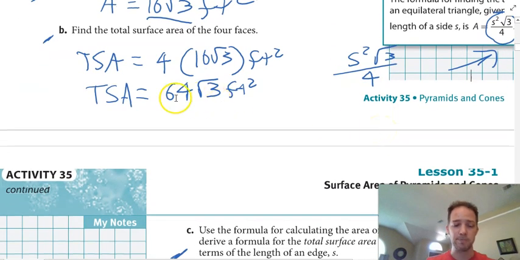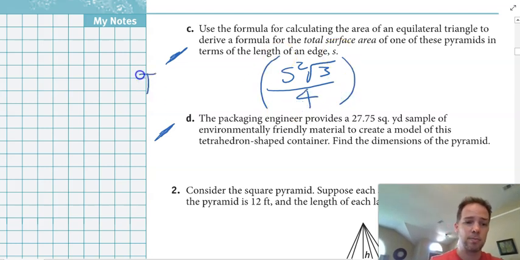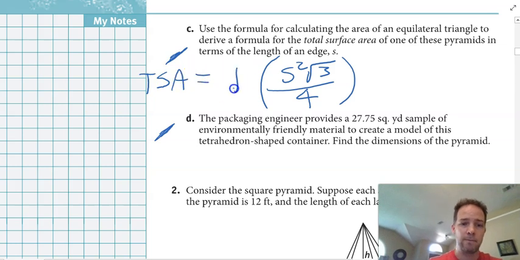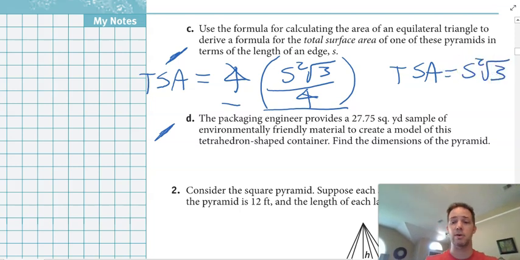So notice right here, how do they get this value? Where do these come from? So if the area of one side is s squared root 3 over 4, and it has 4 sides, I could find the area of one of those equilateral triangles and multiply it by 4. The 4's cancel out, so the total surface area is just going to equal side squared root 3. And that is what we got as our answer.